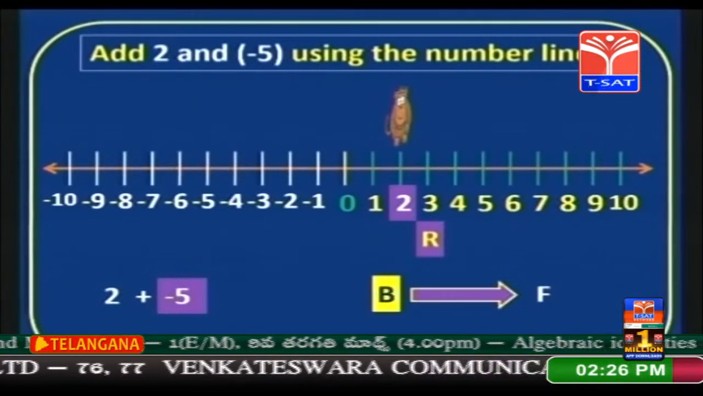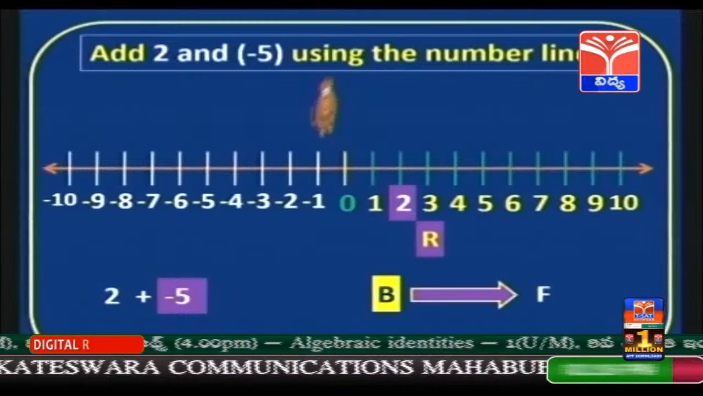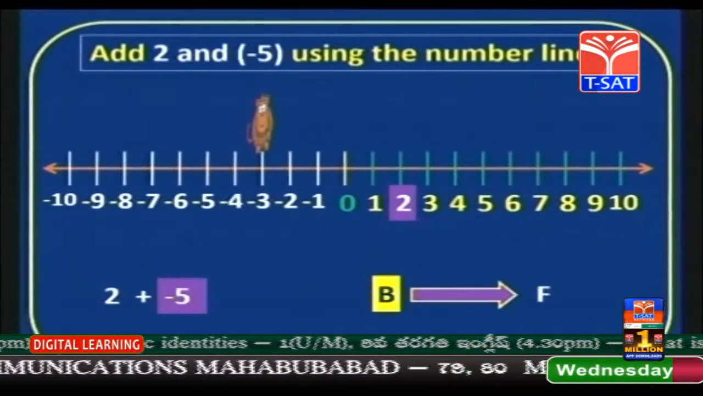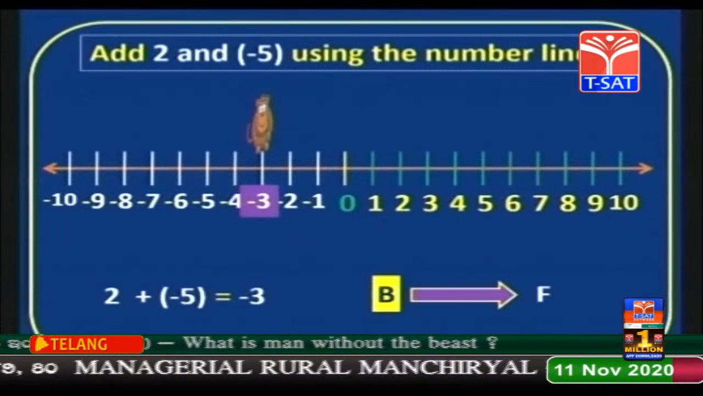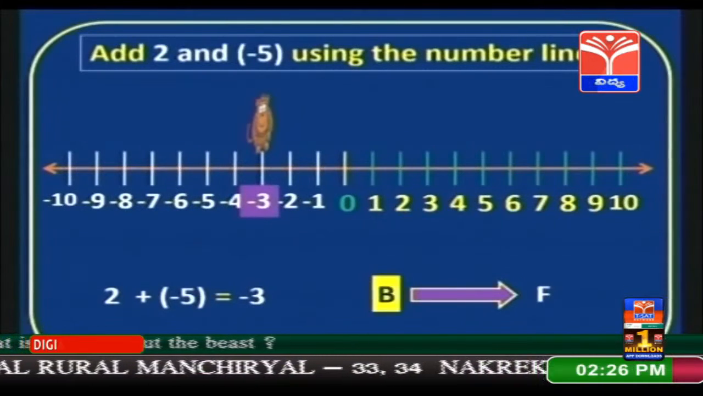So I am taking a monkey again. This monkey is jumping backward. How many steps? 5 steps. Now where is it? Yes, it is at minus 3. So what is 2 plus minus 5 equal to? Minus 3.